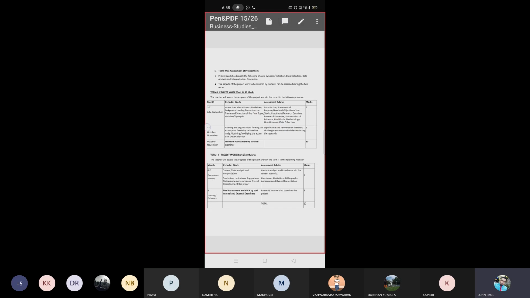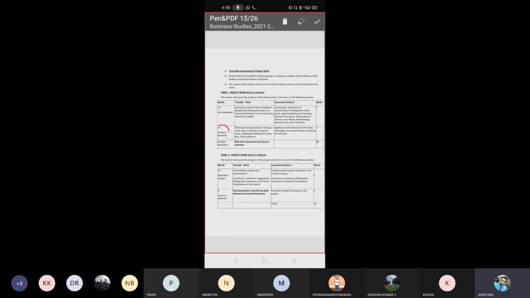And from October to November, what I need to do is planning and organizing, form, action plan, feasibility of baseline study, updating, modifying the action plan, and collection of data. They will check the significance and relevance of the topic. So October to November, midterm assessment by internal and examiner. The internal will be myself.